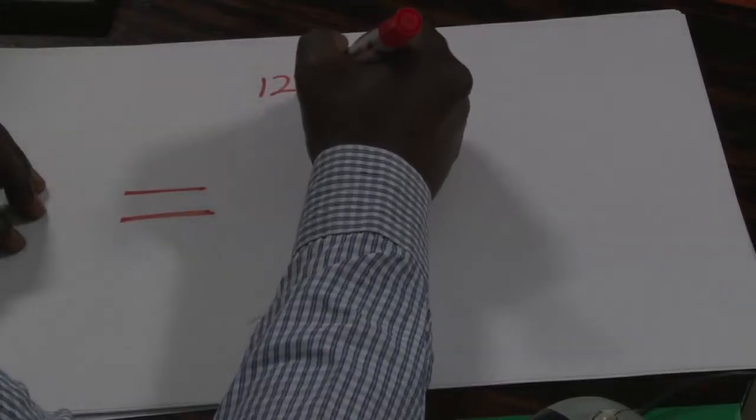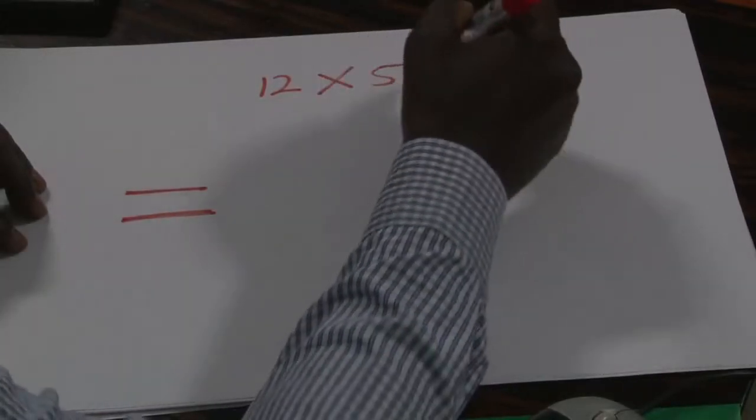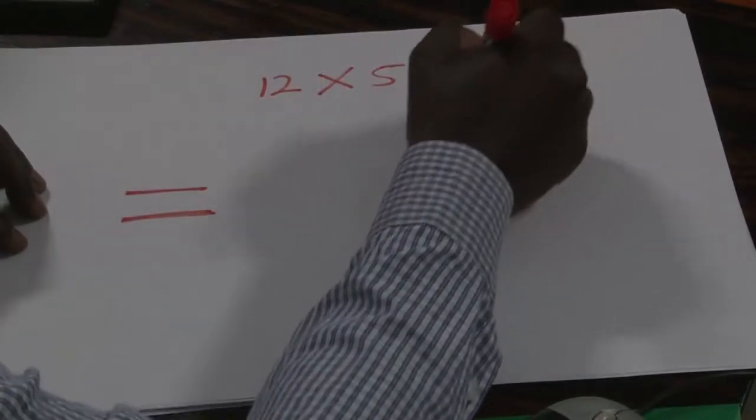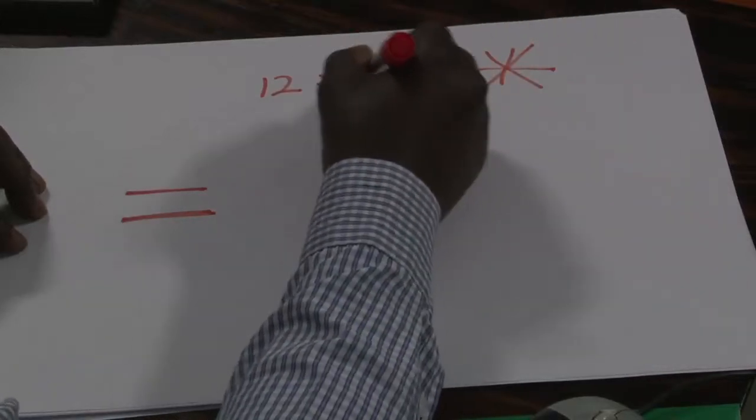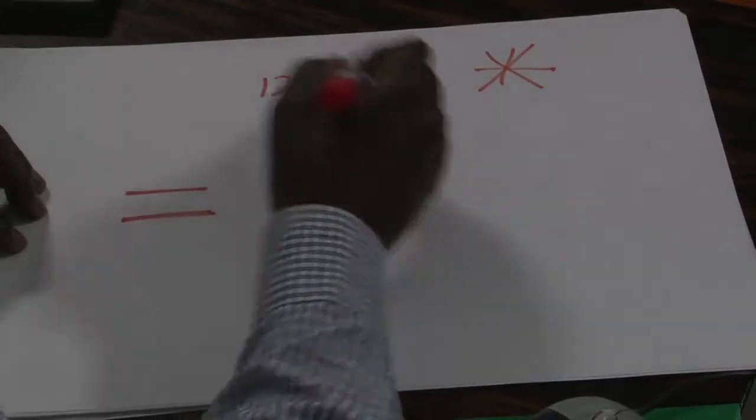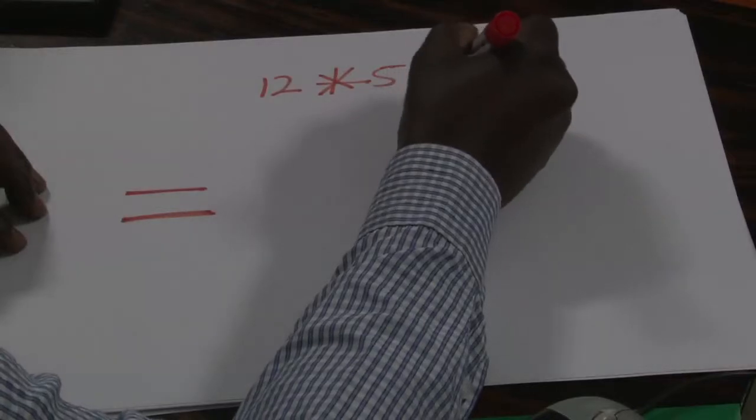Then, remember we said 12 multiplied by 5. Please take note of our multiplication sign. This is our multiplication sign when it comes to computing. We said 12 multiplied by 5, that gave us 60.